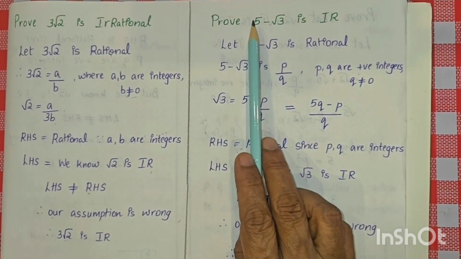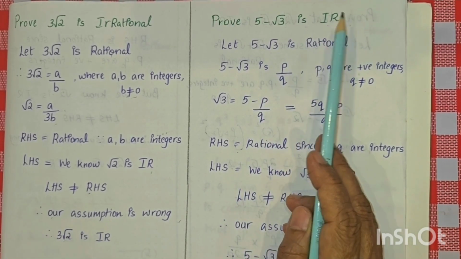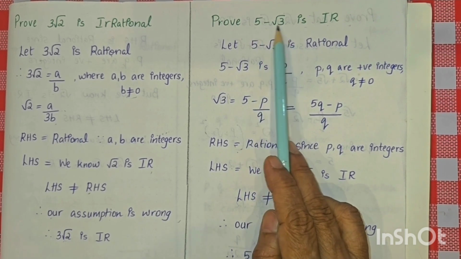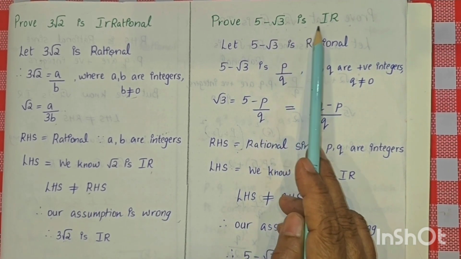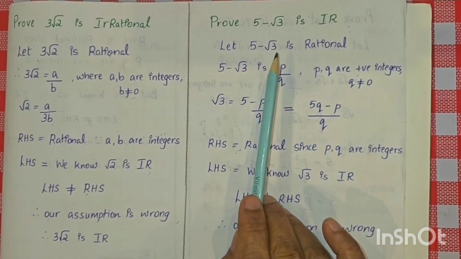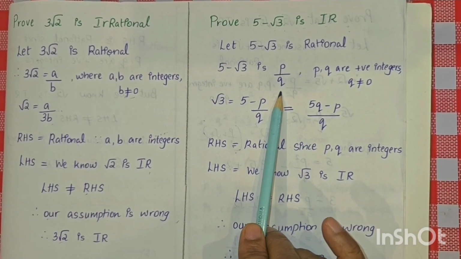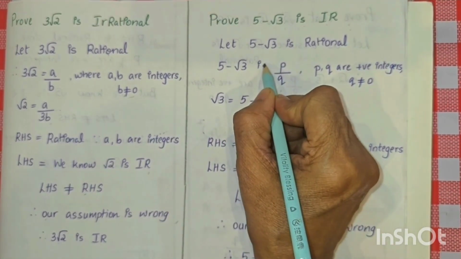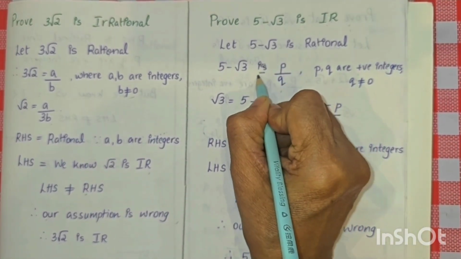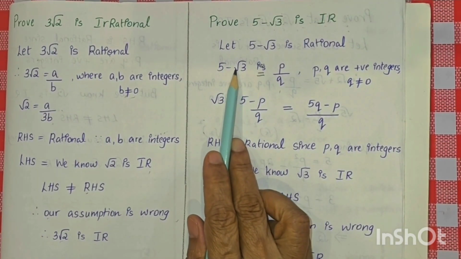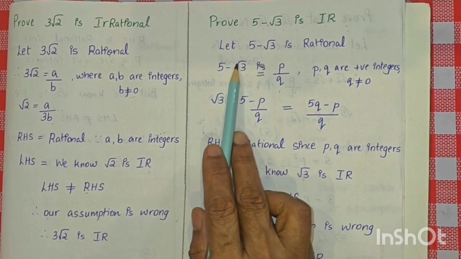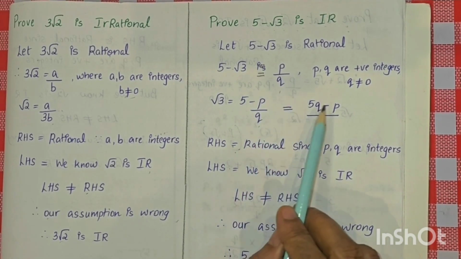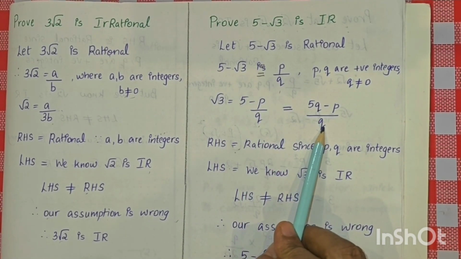Now we will prove 5 minus root 3 is irrational. Again 5 is a rational number, root 3 is an irrational number. So 5 minus, rational minus irrational is always irrational. So again we will assume it is rational. So it is p by q. 5 minus root 3 equal to p by q. Now bring minus root 3 here. So it will become root 3 equals 5 minus p by q. Then take the LCM, (5q minus p) by q.